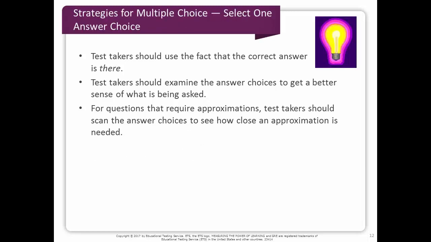Multiple choice questions. Select one answer choice. Use the fact that the answer is there. If your answer is not one of the five answer choices given, you should assume that your answer is incorrect and do the following. Reread the question carefully.